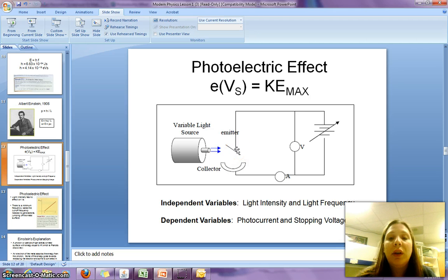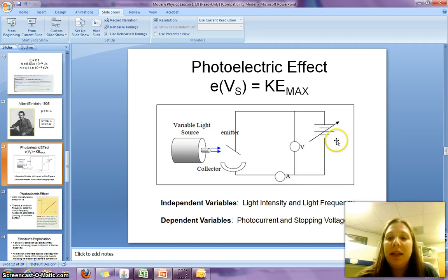So the light is emitted from the source, and it hits this emitter, which then will allow electrons to jump off of it and be collected by the collector. If the electrons jump off of that emitter, it creates a current in this circuit, which is called the photocurrent because it is created by light, and can be measured by this ammeter here.